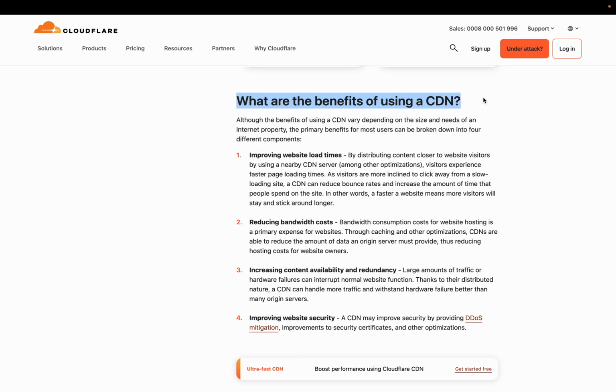In the benefits section, what we see is improving website load time, reducing bandwidth cost, increasing content availability and redundancy, and improving website security. All of those we talked about. If you want to read more about it, I'd highly recommend going to the Cloudflare documentation.